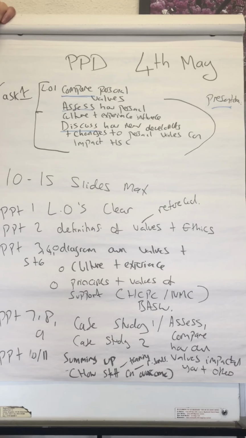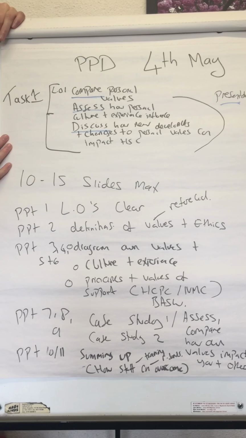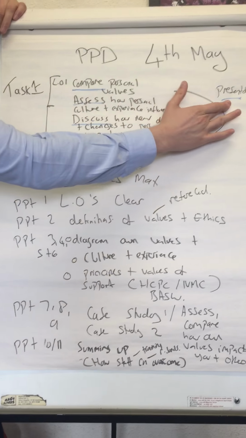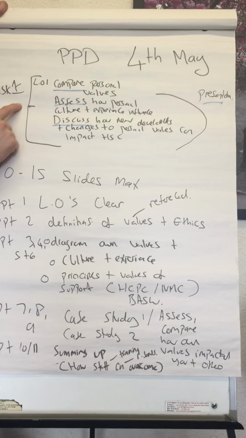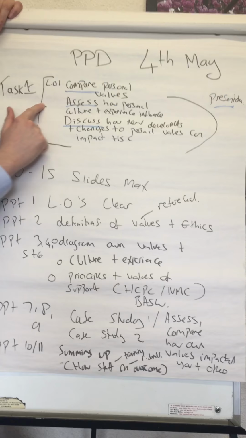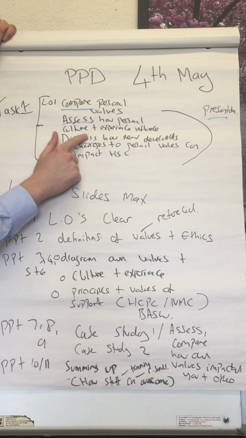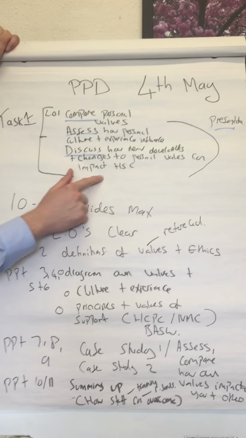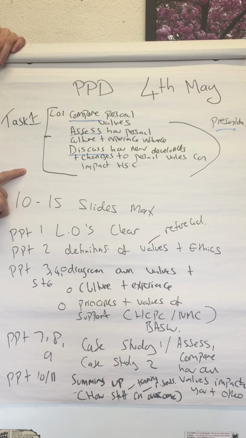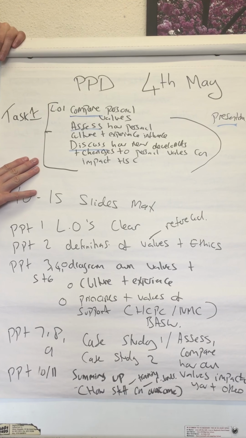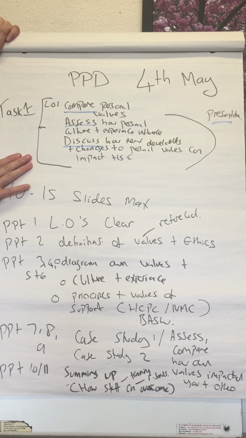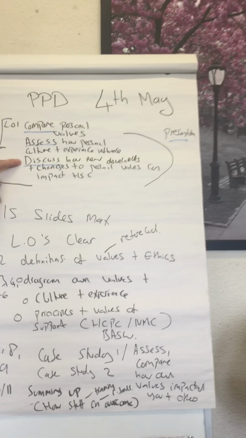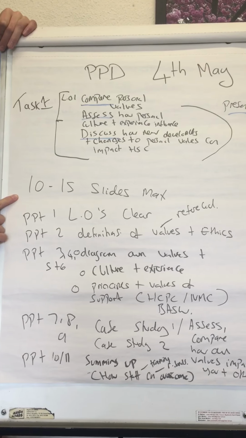late last year, I don't have all my notes that I did on the board with you, but just to sum up, what you're going to be doing is filling out outcome 1, which is your presentation. So you'll be comparing your personal values, assessing how personal values, culture and experience influence your job, and discussing how new developments and change to personal values can impact health and social care. So please do have a look at the assessment criteria, because it's quite specific as to what it's looking for. So the key bit is to compare, assess and discuss, as you can see that's highlighted there.